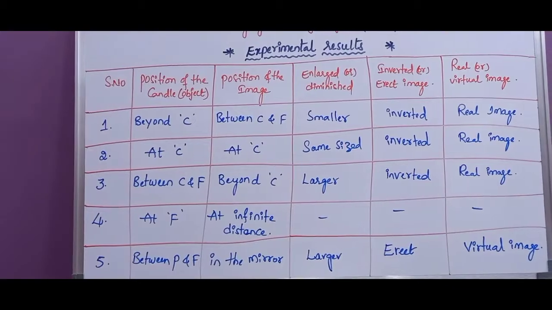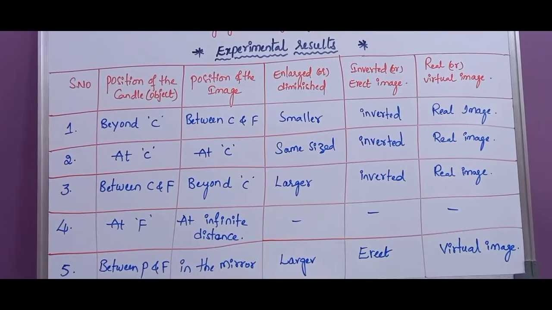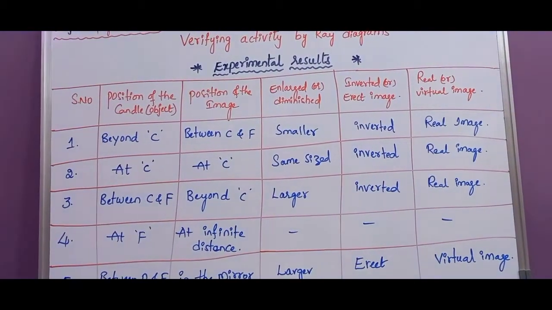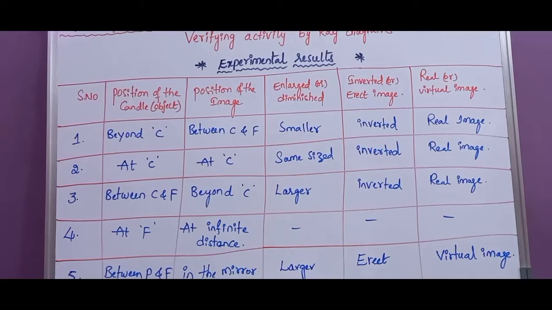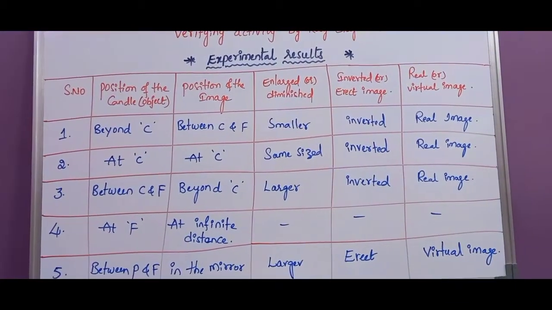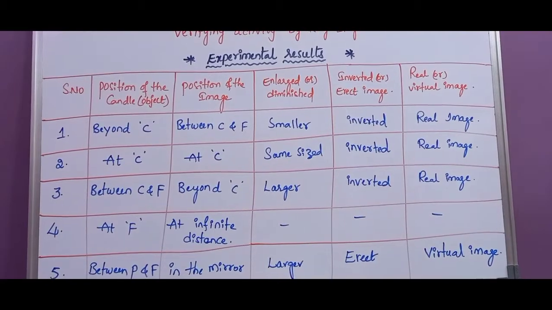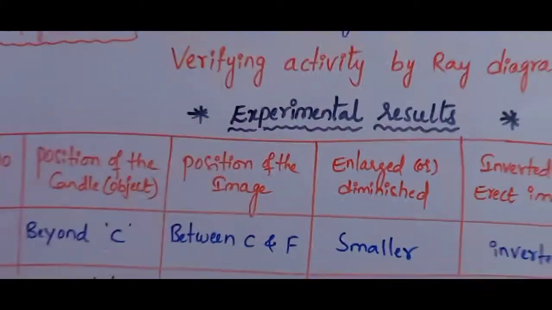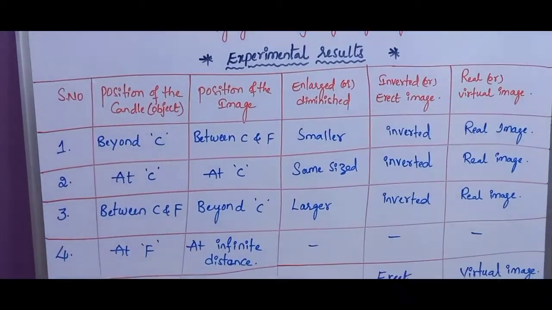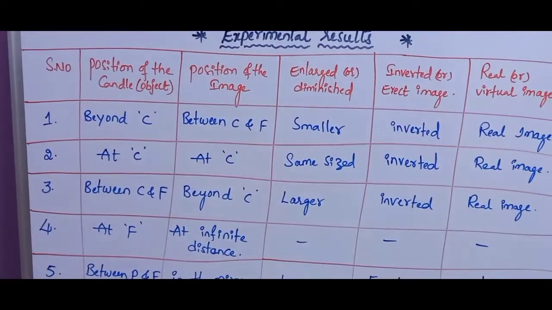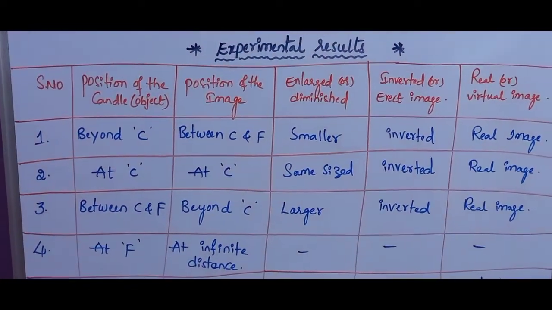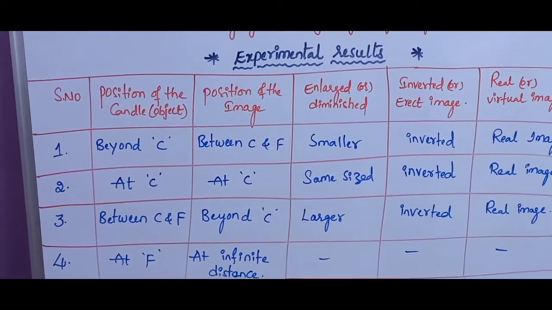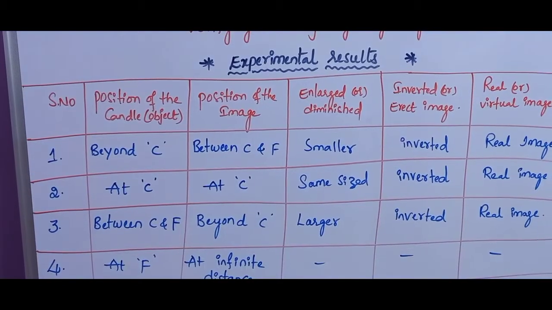Children, here, if the position of the candle, that means the object, is placed beyond C, we have to observe the position of the object on the principal axis in front of the concave mirror at various positions. We have different positions on the principal axis. Already we know that the pole is the midpoint of the mirror. Very near in front of the pole is the focal point, represented by capital F, and C represents the center of curvature.